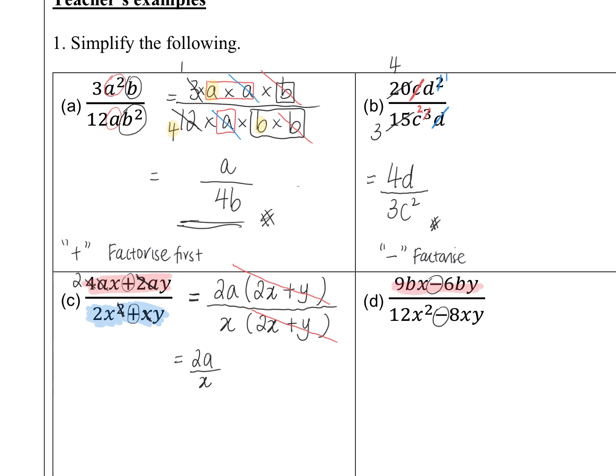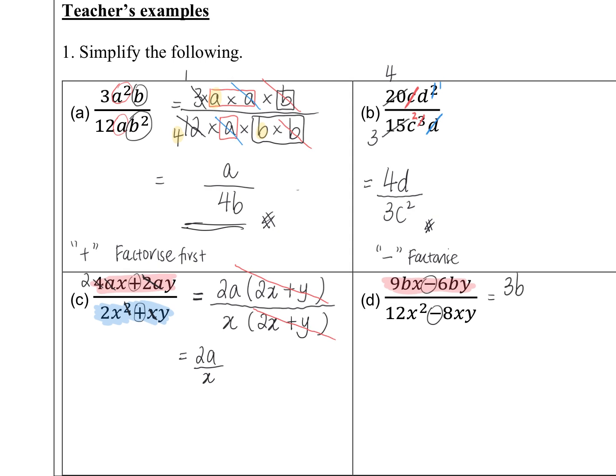Okay, let's do the same thing for the numerator here. What is common for the numerator? 3b. So I'm going to take out the 3. Take out means divide. Take out the b. So left 3x. Take out the 3, left 2. Take out the b, left minus 2y.